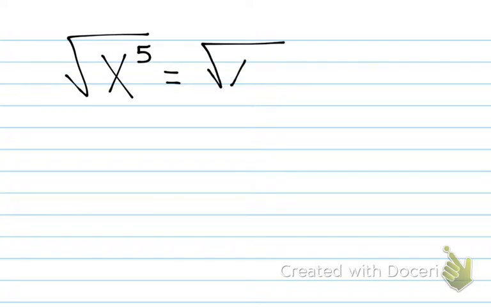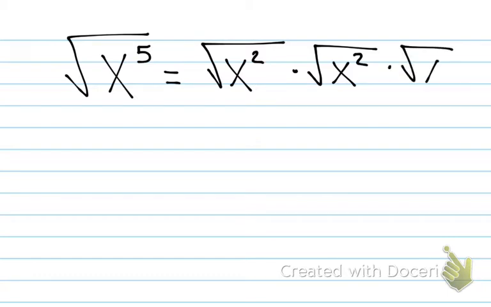Okay, square root of x squared times x squared. Well, what's 2 plus 2? 4. And then you have one more square root. Okay, so 2 plus 2 plus 1 is 5. So that's the same thing. Now I can take the square root of x squared, the square root of x squared, and then I have the square root of x left.